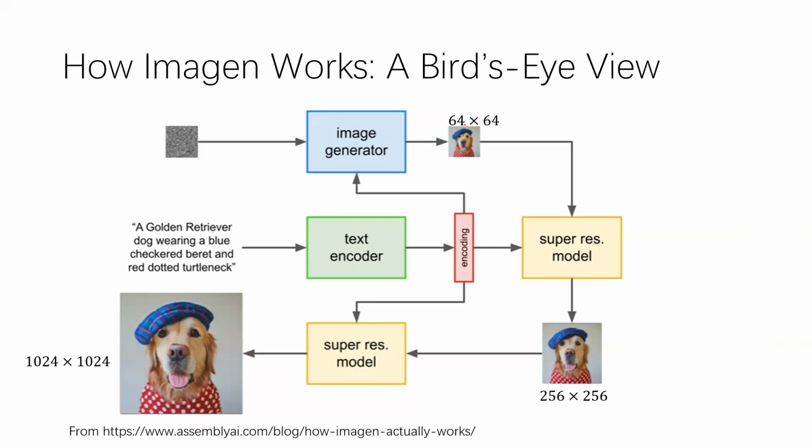And then this super resolution model tries to improve the resolution of this picture. So the input will be a 64 × 64 image, and it will generate a more clear 256 × 256 resolution image. And this one is also conditioning on the text embedding. And then another super resolution model is applied to generate the final high resolution images. So it has 4 models, and it can be divided into 3 kinds: the text encoder, the image generator, and the super resolution model.